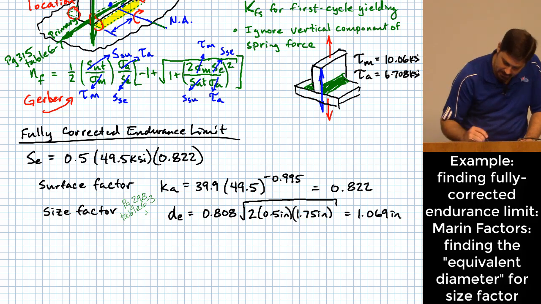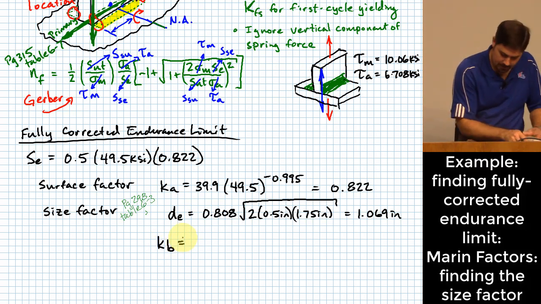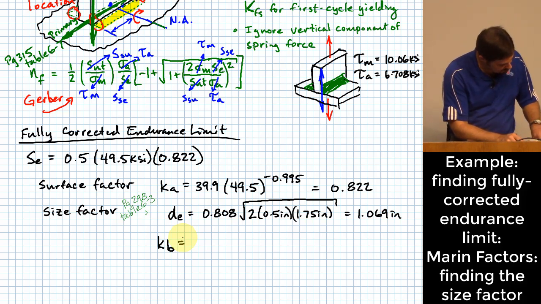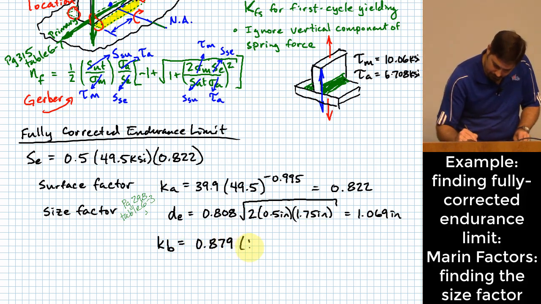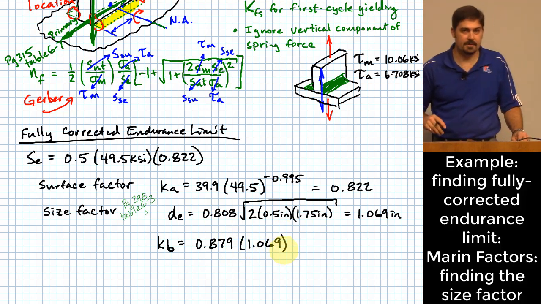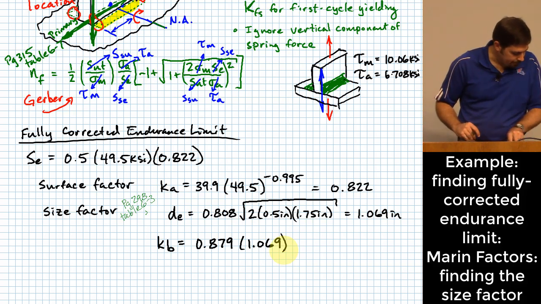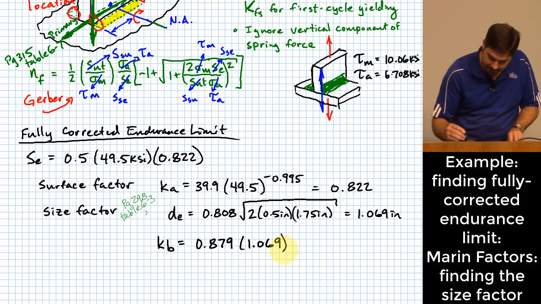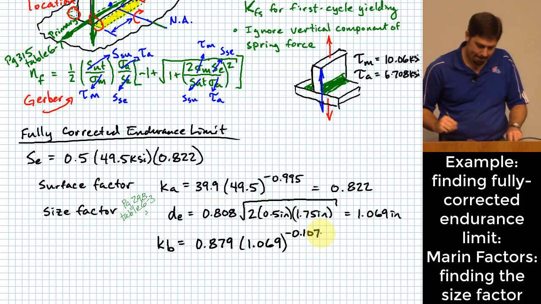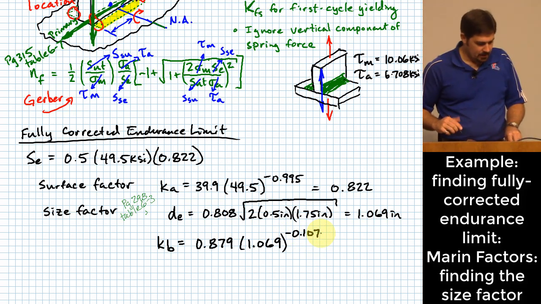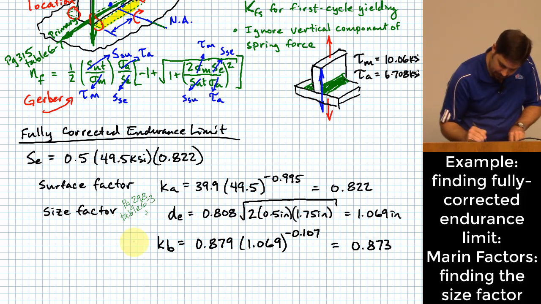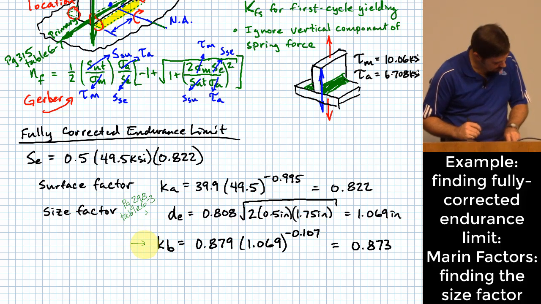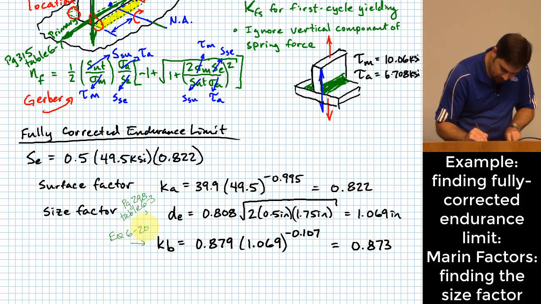Now I'm going to apply that to the equation for K sub B. K sub B, if we have an effective diameter of 1.069, comes from equation 620, and it's just 0.879 D. It's expecting that number to be in inches, so since it's an empirical equation, we can strip the units out of that. And then we take that to the negative 0.107. Like that. This ends up giving me 0.873. In case you're interested, this is equation 620, page 296.